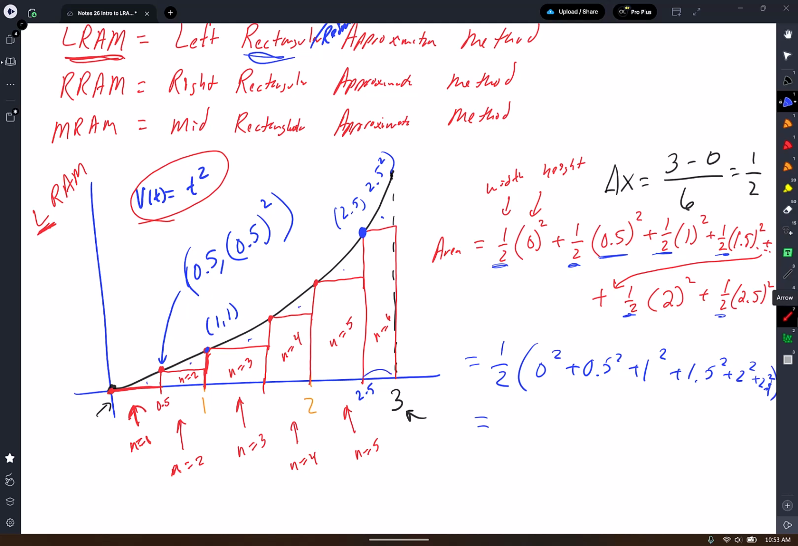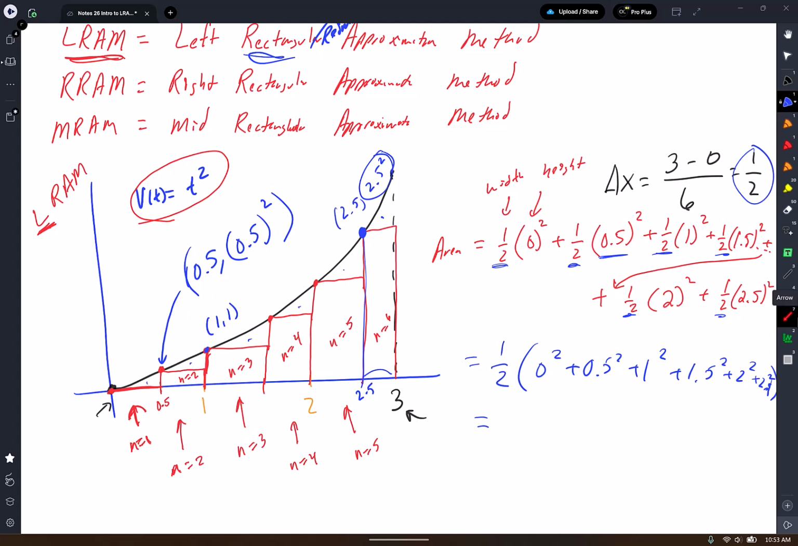This delta x was 0.5. This height is whatever 2.5 squared is. So length times width, or base times height. Half times whatever the y value is. Base of this, 0.5. Height of that rectangle. You know what I mean?